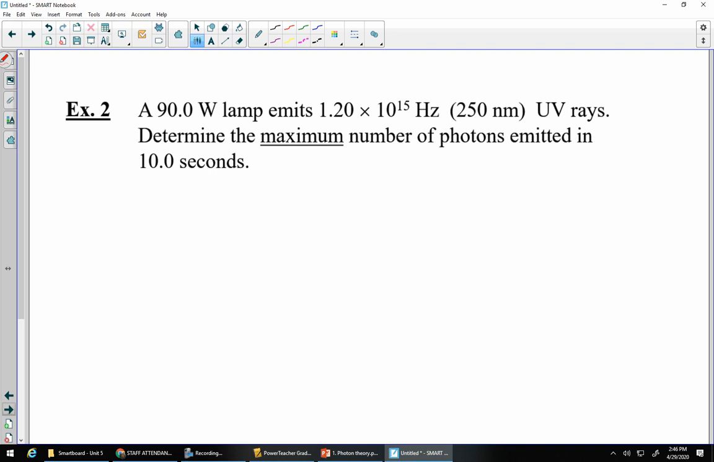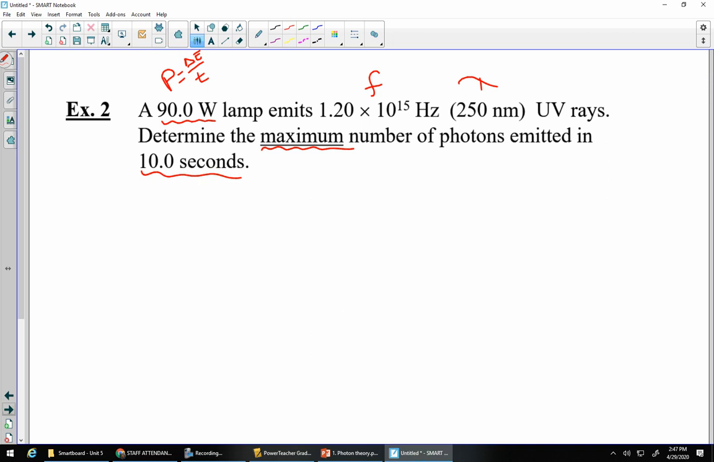Cool, so let's check out one more quick example here. So we have a 90-watt light bulb. Oh, we haven't dealt with that in a little while. What is 90 watts? If you're thinking to yourself, power, perfect, and we even have a formula for that. Power is equal to work or a change in energy per unit time. Cool. So let's see. It emits 1.2 times 10 to the power of 15 hertz or 250 nanometer UV rays. So this gives us both the frequency and the wavelength of those UV light rays. We want to determine the maximum number of photons emitted in 10 seconds. So this maximum, it's underlined, it must be kind of important.